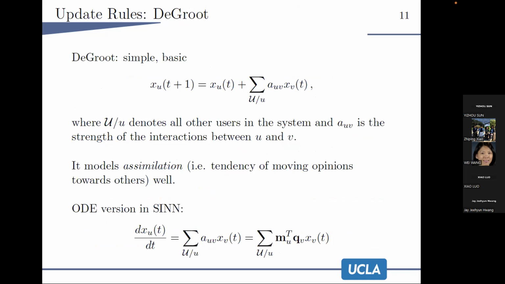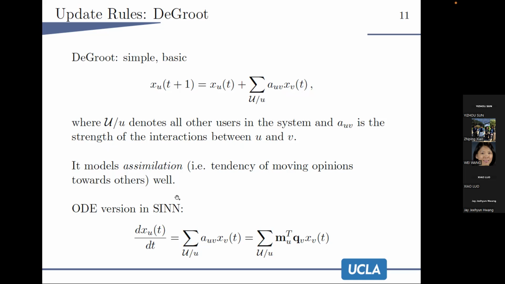Almost every time when you see someone talking about opinion dynamics models, it starts from DeGroot, which is probably the simplest and most basic one. In this model, every user's opinion gets updated by summing up its own opinion and everyone else's opinions, but the importance of anyone else's opinion can be different, controlled by a parameter a_uv that denotes the strength of the interaction between u and v.